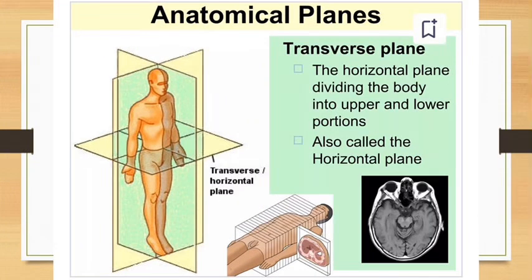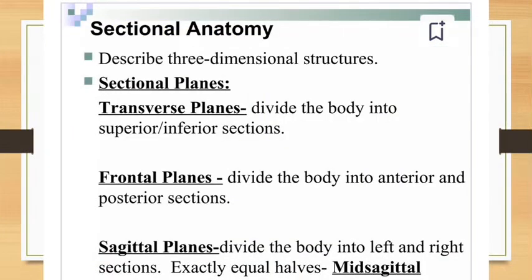Then we have another plane, which is the transverse plane, going in this direction, across the abdomen. The horizontal plane divides the body into upper and lower portions. So this is still an MRI of the brain, and this is how it will look. So this is just the definition. Three-dimensional structures. Transverse plane divides the body into superior and inferior sections.